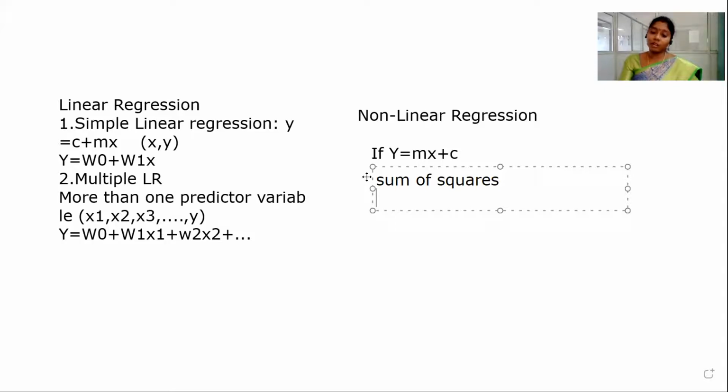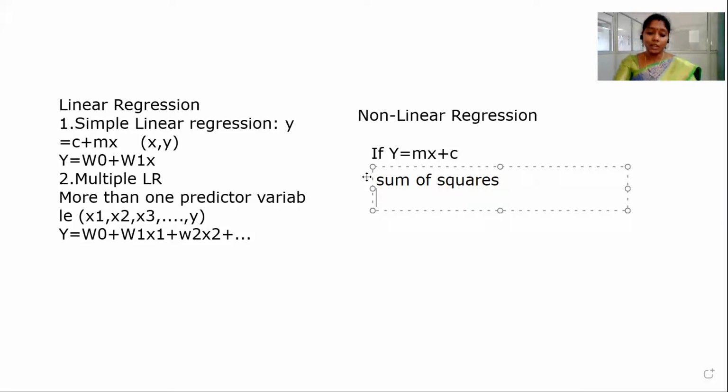So for the nonlinear regression also, we can get some shape. It may be a parabola, or it may be a curve, or it may be some S-shaped curve or anything. The difference between that curve and the actual data point gives the sum of squares, and this should be as minimum as possible. We need to select the model which lessens the sum of squares errors.